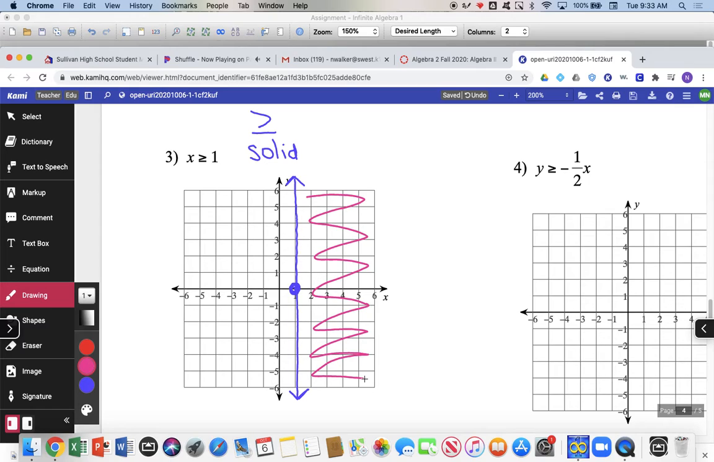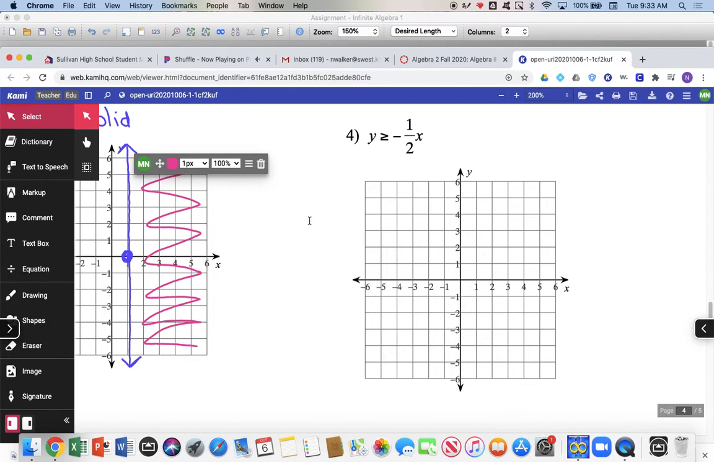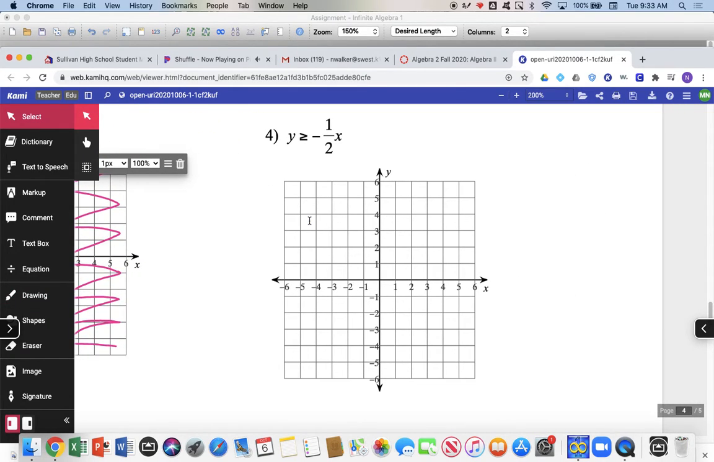I don't know what I did with that zoom to where I can't adjust that on the bottom anymore. All right, I want you guys to try number 4 by yourself.